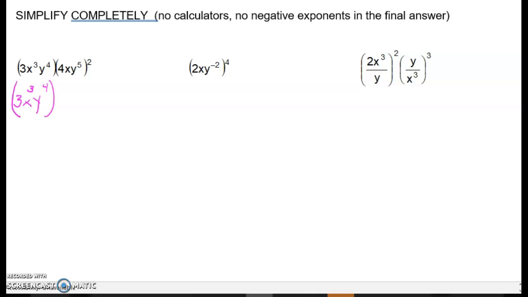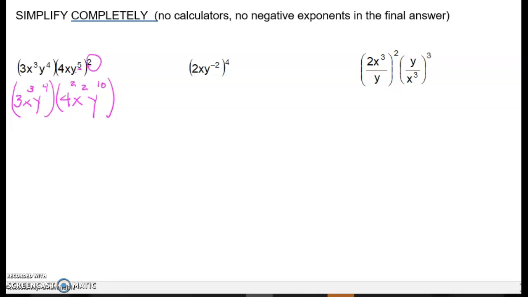So the first one, I'm going to raise everything inside to the second power. So that would be 4 to the second power, x to the second power, and then I have y to the 5th to the second. That's a power to a power. So that's where I multiply. When I have a power to a power, that would be y to the 10th.